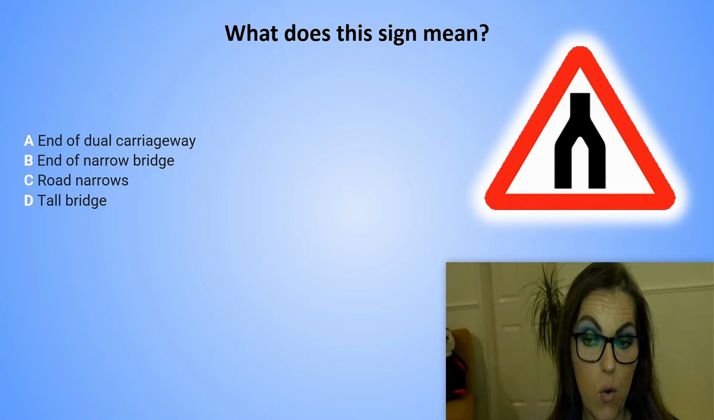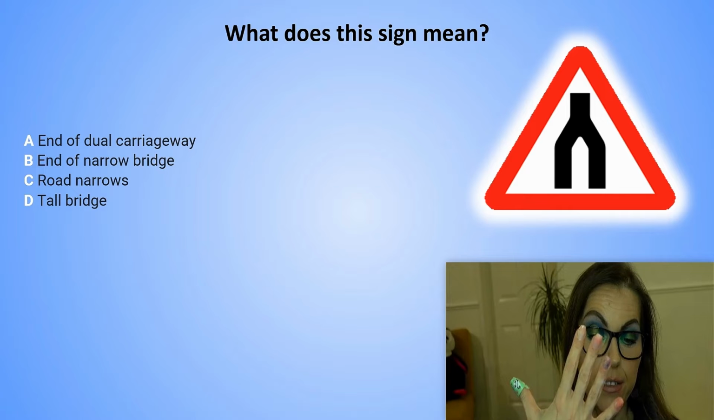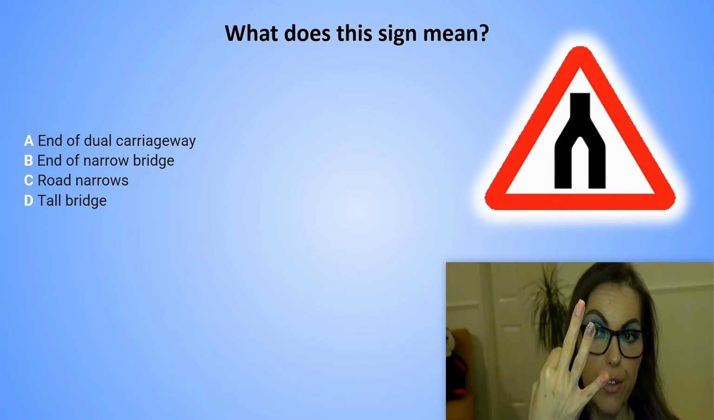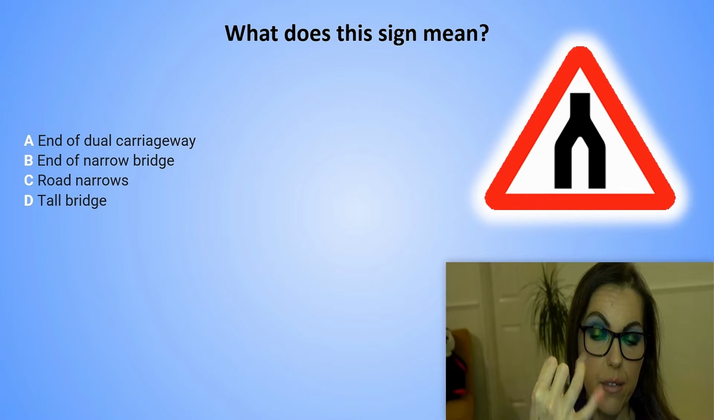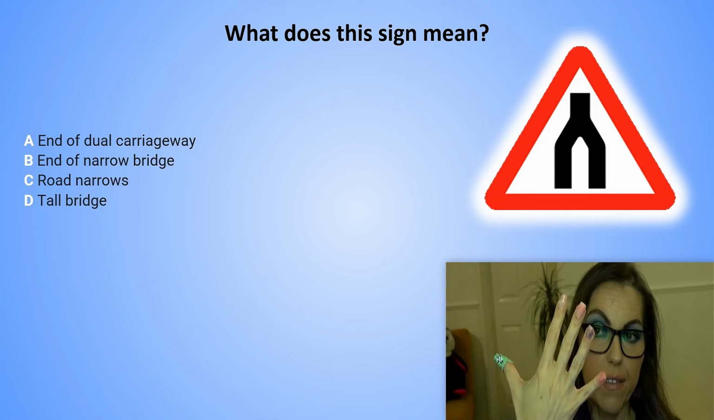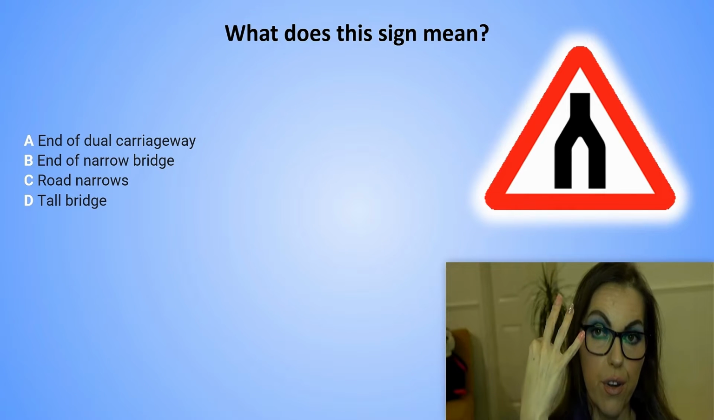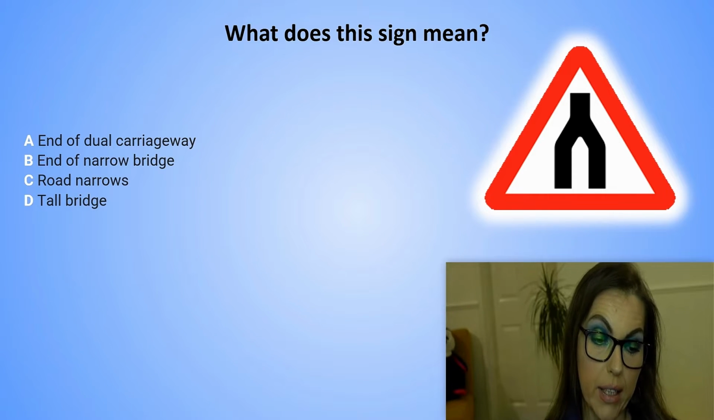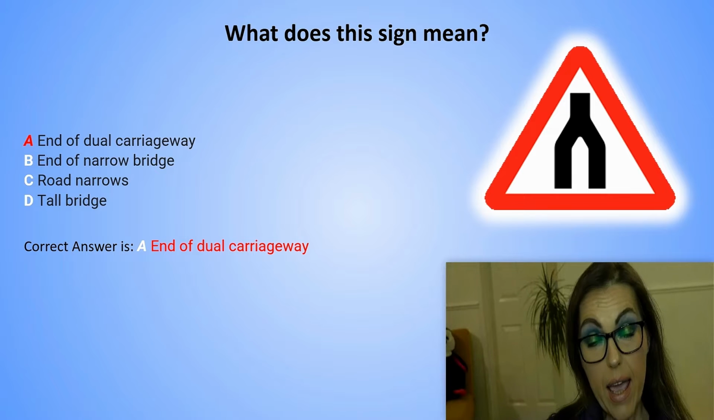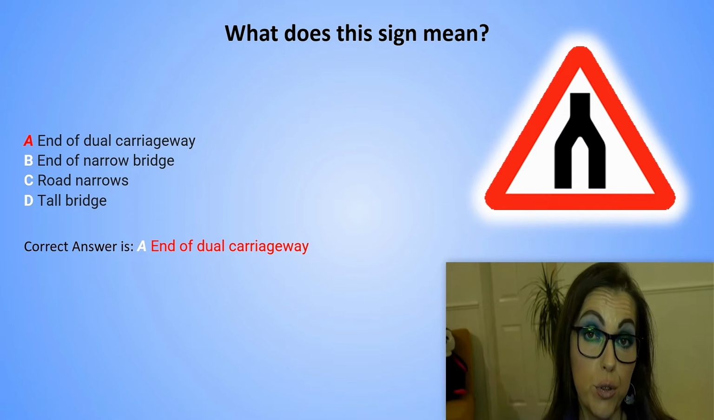Let's begin the countdown. 5, 4, 3, 2, 1. And the correct answer is A. End of dual carriageway.